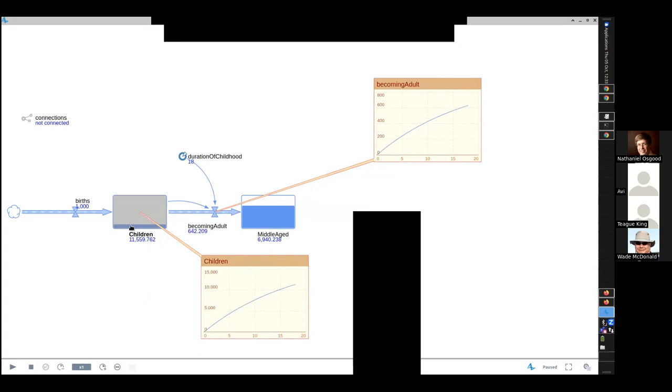Why is this stock rising initially? Why is it rising? The rate of inflow is greater than the rate of outflow. The number of people per year coming in is greater than the number of people per year leaving. So it's going to be rising, right? Why is it rising slower as time goes on?